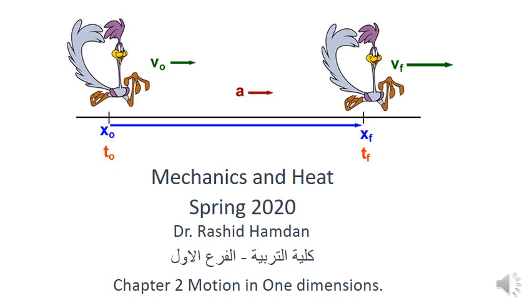Hello and welcome back to the third part of Chapter 2, Motion in One Dimension. In this part, we're going to talk about the special case of constant acceleration. Acceleration has a very important role in physics, since as we're going to see in Newton's second law, acceleration is directly proportional to the net force applied on the object. So whenever we apply a force on an object, we give it an acceleration, not velocity. And that's why it's important to discuss the case where we have constant acceleration.